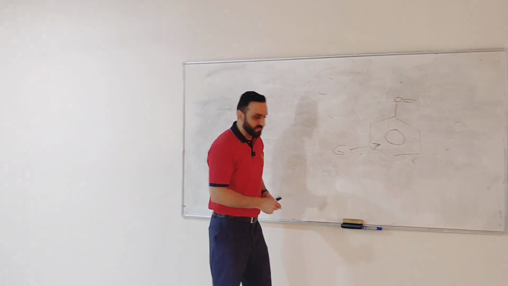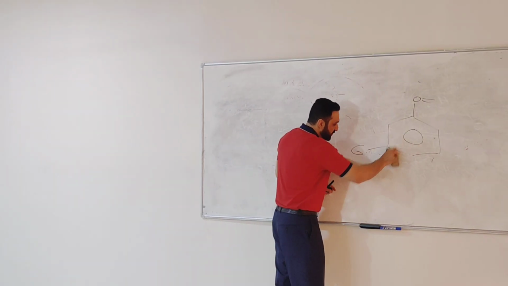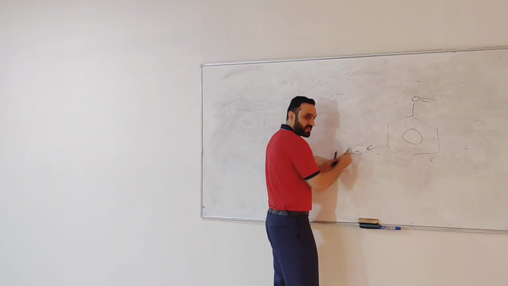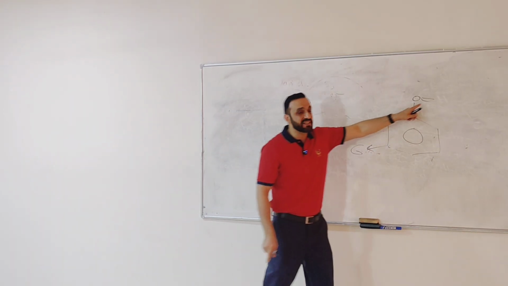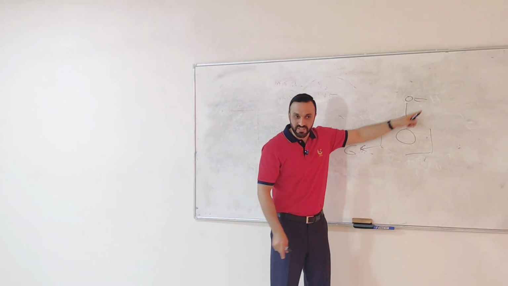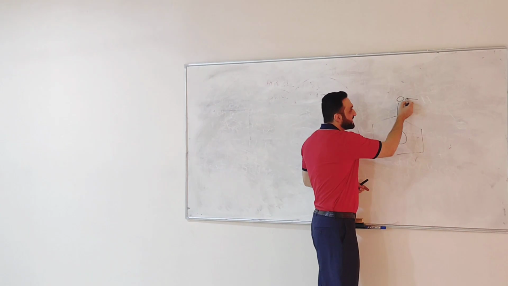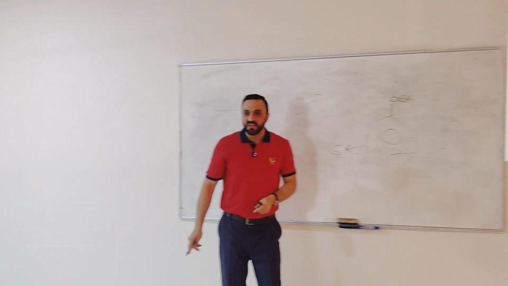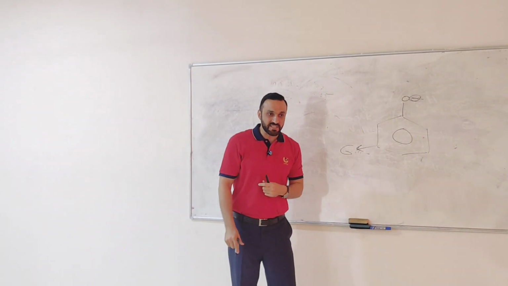So, I will change it. If you use a group that is withdrawing, that means it will decrease the electron density on the oxygen. Decrease the electron density. Okay. That means it will increase the stability.